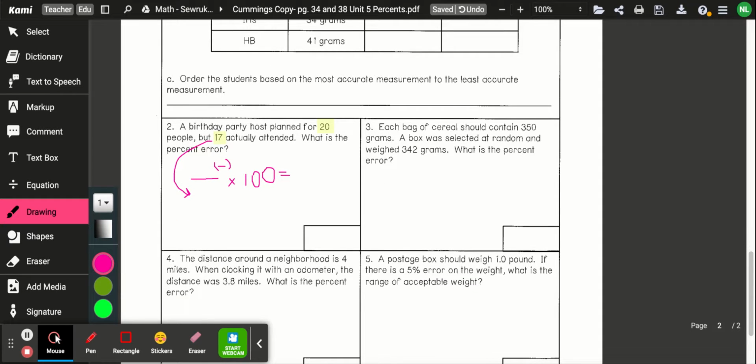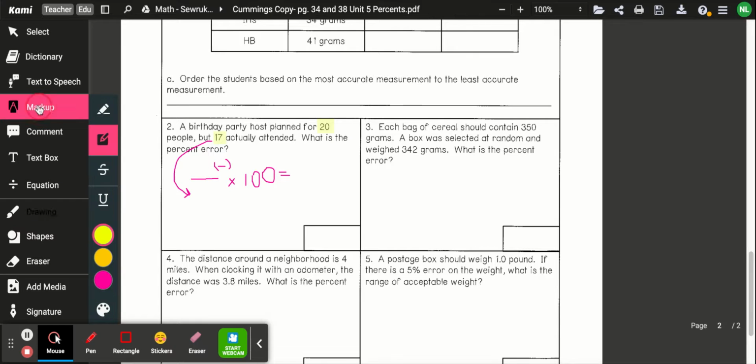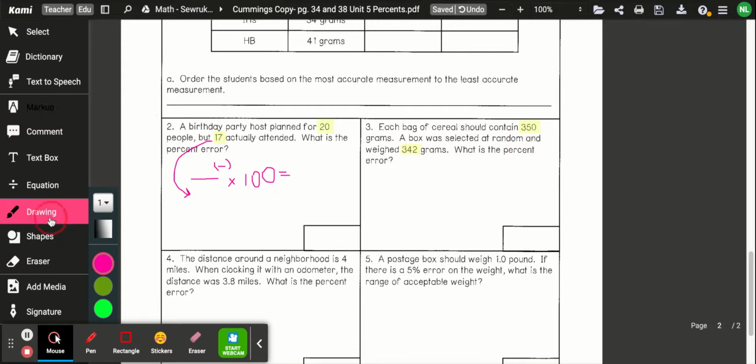All right. Question number 3: each bag of cereal should contain 350 grams. That's how much it needs to contain. A box was selected at random and weighed 342 grams. What is the percent error? So for this one, we will highlight 350 and we will highlight 342. Again, we need to find the difference by subtracting those two numbers.